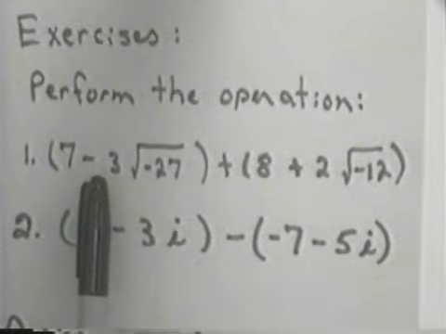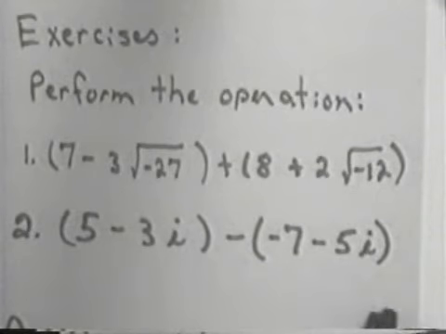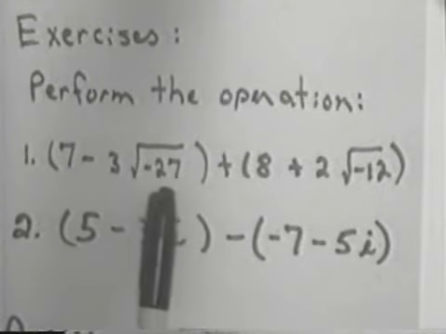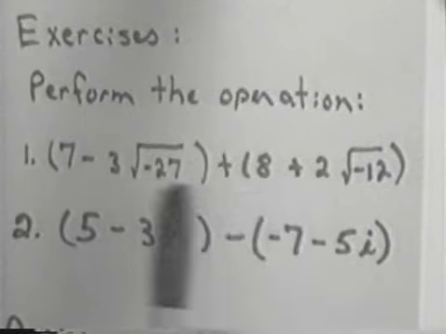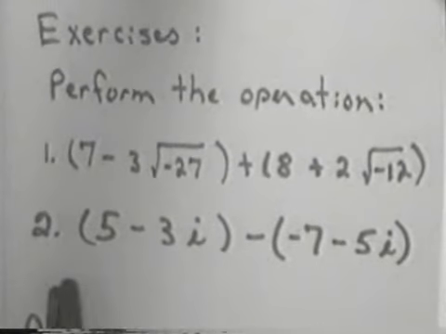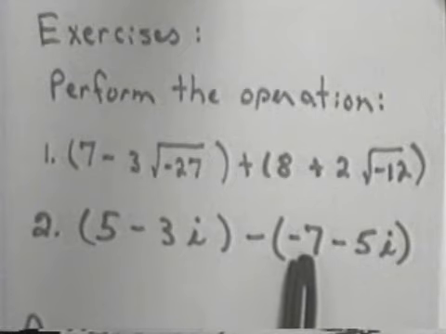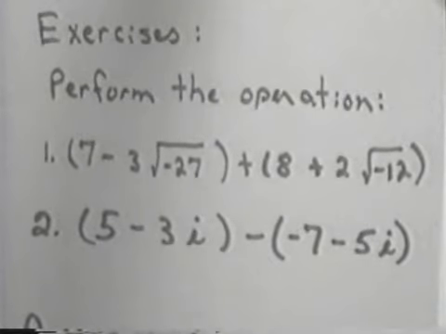Of course, the first thing you're going to have to do is to change it to standard form using the i notation. The second one, 5 minus 3i, subtract a negative 7 minus 5i. I think you can see all of that one. Once you've copied the problems, stop the tape, work the problems, and then restart the tape to check your answers.